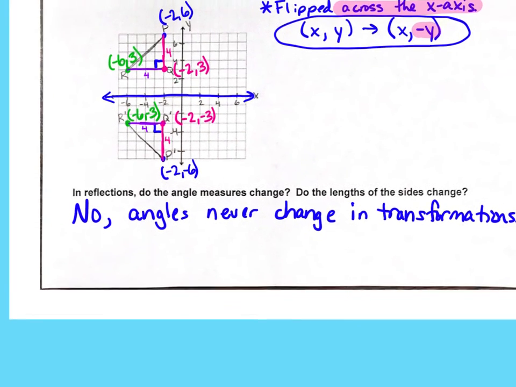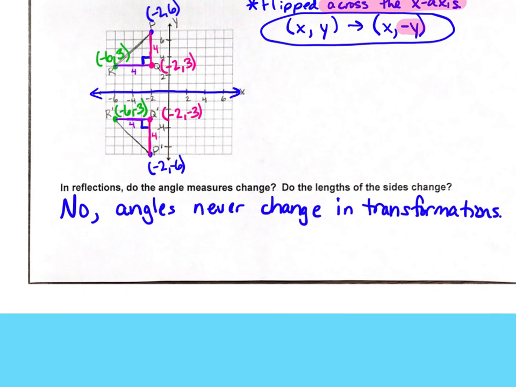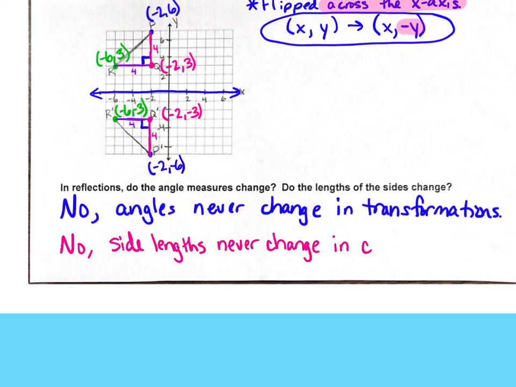So do the lengths of the sides change? No. Side lengths never change in congruent figures. Remember, they're congruent because the size didn't change. Translations, reflections, and rotations are all congruent figures and never change their sides.